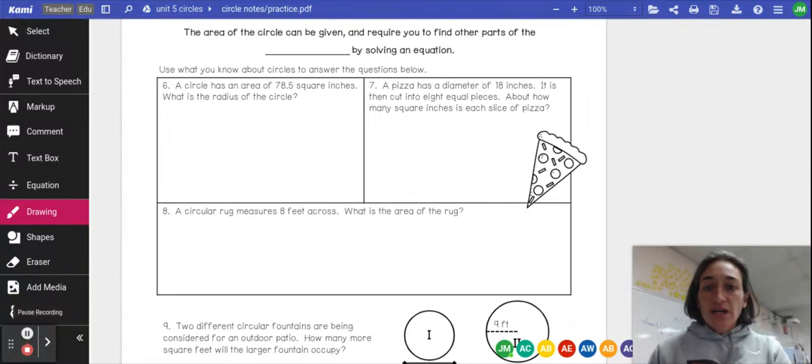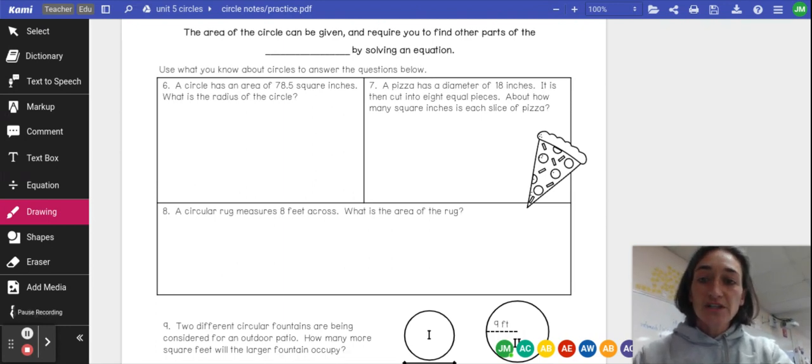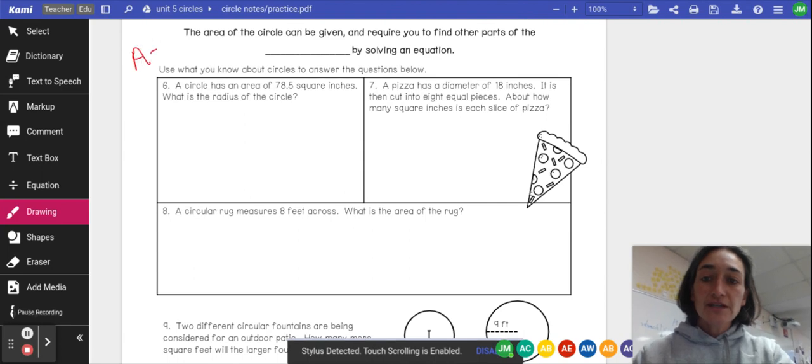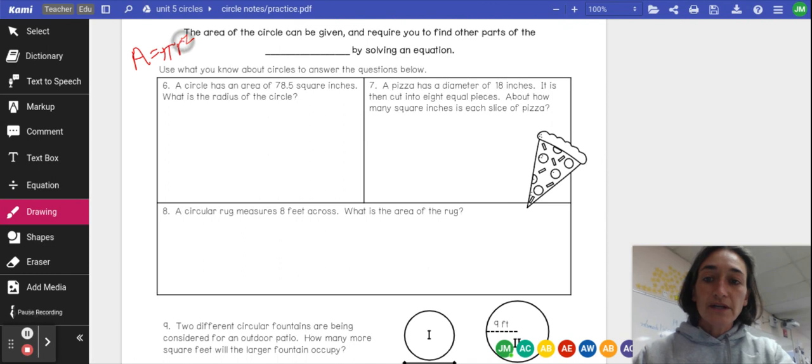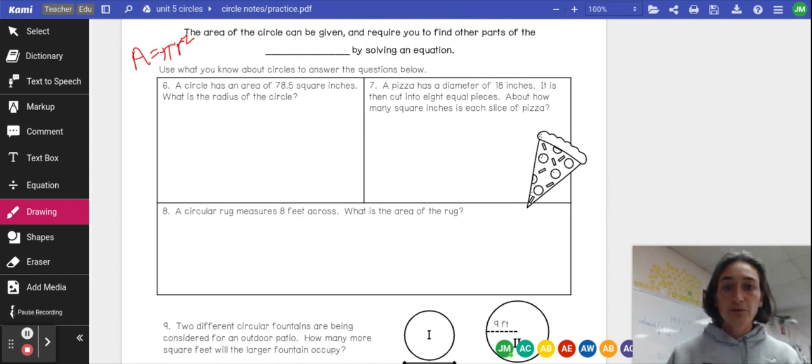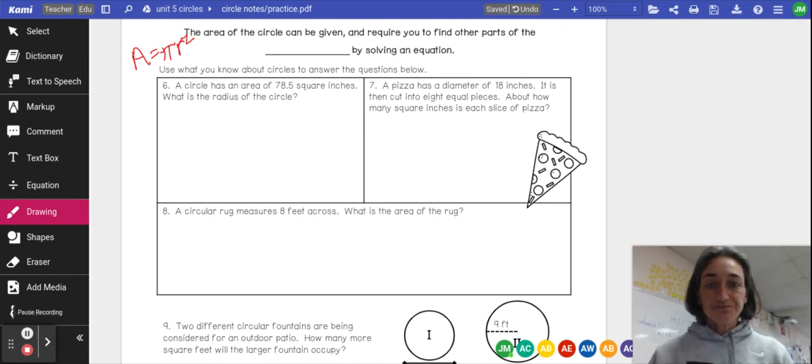Okay, guys, so I'm going to walk you through the only tricky part in question number 6: a circle has an area of 78.5 square inches. What is the radius of the circle? The only reason this is tricky is because typically our formula for solving area is equal to pi r squared, right? Which is 3.14 times the radius times the radius.